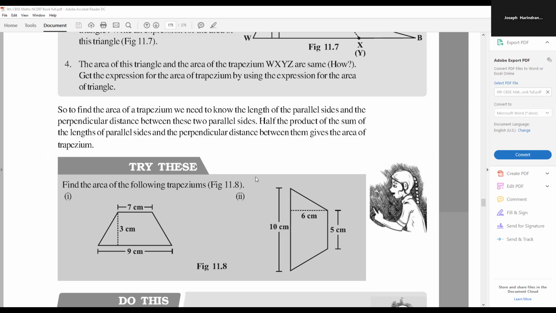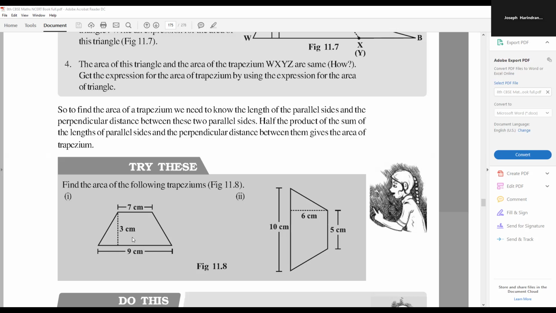Area of the trapezium having the parallel sides 9 centimeter and 7 centimeter. The height, or the distance between the two parallel sides, is given as 3 centimeter. So, half into (9 plus 7, which is equal to 16) into 3. So, 1 by 2 into 16, which is 9 plus 7, into 3.